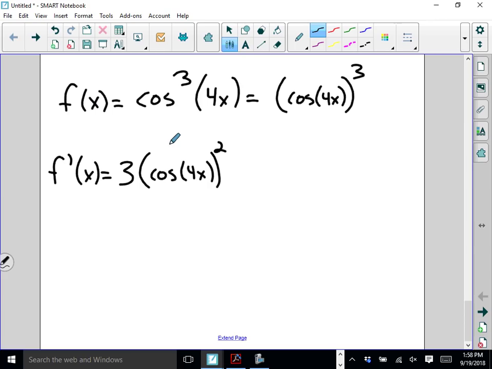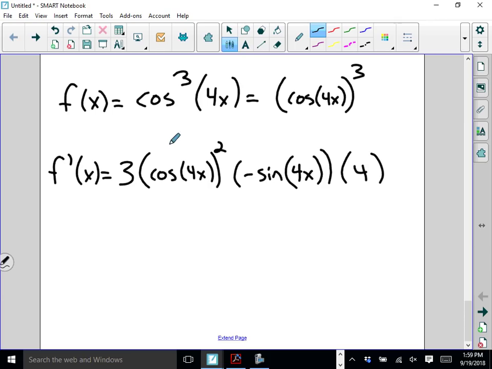Hence, two chains. So of my cosine 4x, I can see that 4x is the inner term, cosine is the outer term. So I want to do the derivative of the outside, which is negative sine, with respect to the inside. But I need to tack on one more chain. The extra chain is the derivative of 4x, which is simply 4. And there we have it.